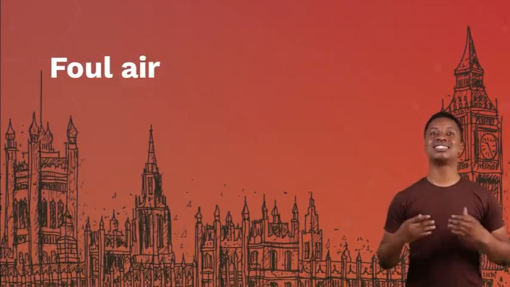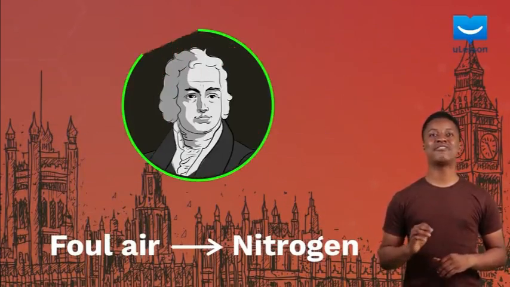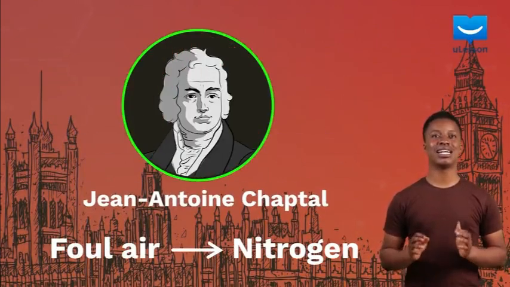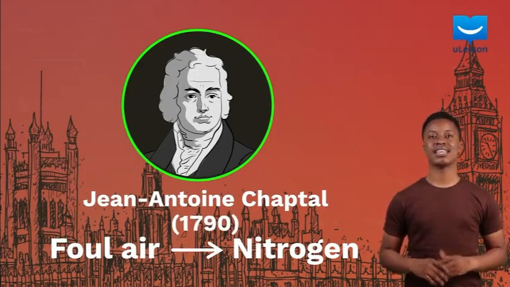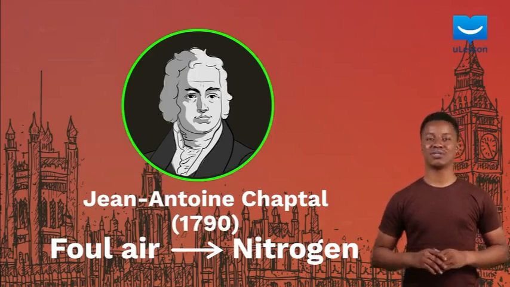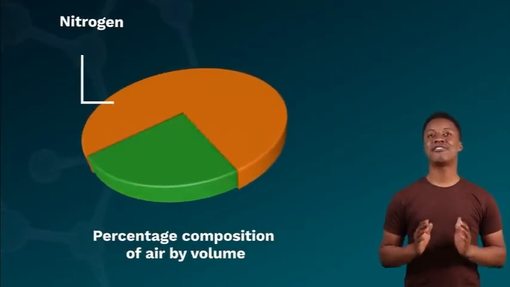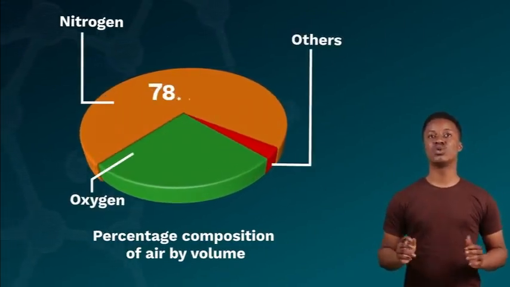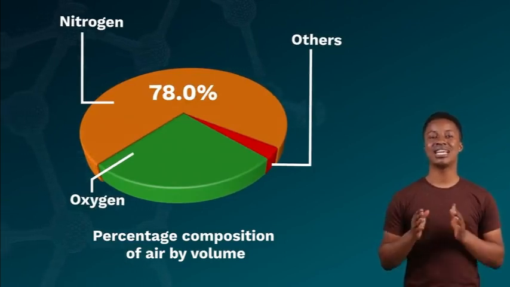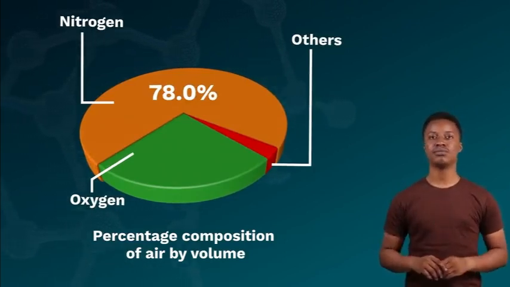The foul air was then called nitrogen by a French chemist, Jean-Antoine Chaptal, in 1790. Now, let's discuss the occurrence of nitrogen. As explained earlier, nitrogen is by far the most abundant element in the Earth's atmosphere. It constitutes about 78% of the atmosphere by volume.